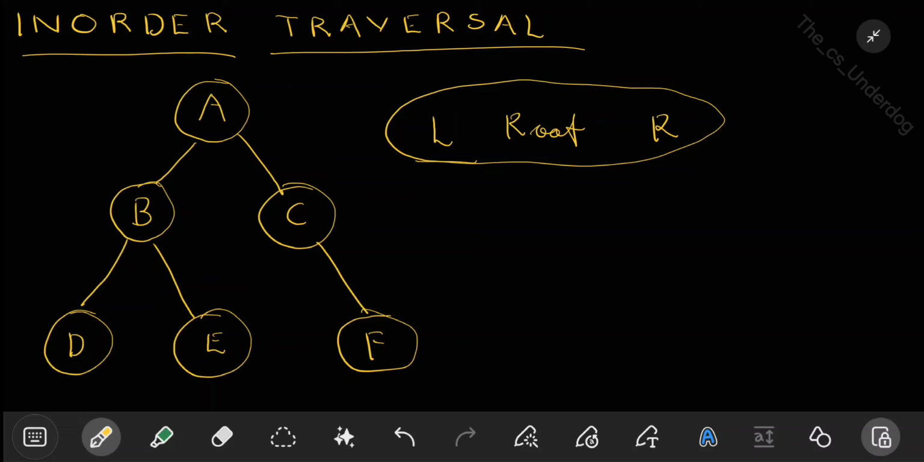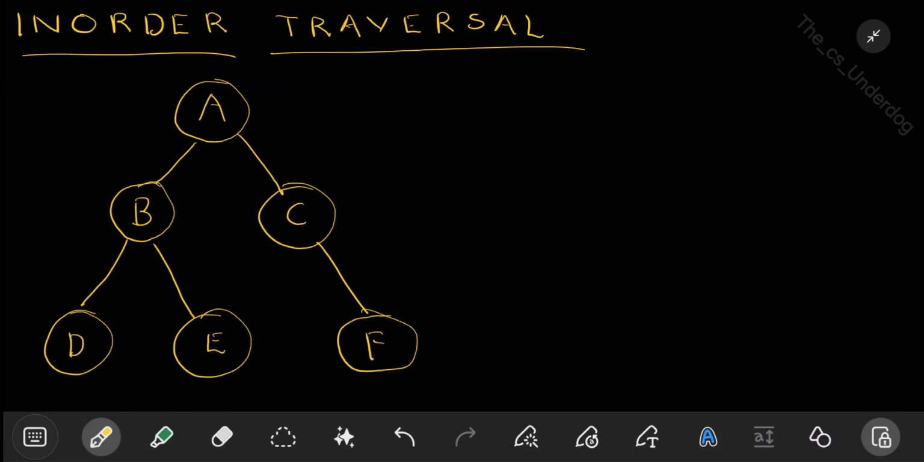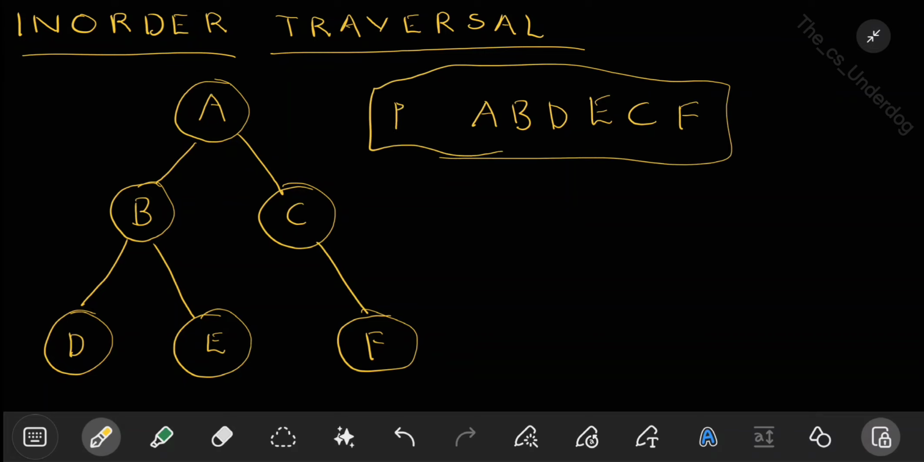So here we are going to do in-order traversal. In pre-order traversal, what is the order we got? We got A, then we visited B, D, E, C and F. So this is the pre-order traversal order we got. This is pre. So here we are going to consider in order. Let us see what is the difference in order when we do in order traversal. So in order, what is the rule? Left, then root, then right. So first you have to go to the left subtree, then the root, and finally the right subtree.